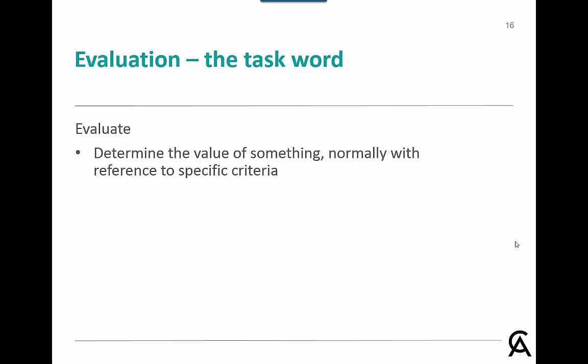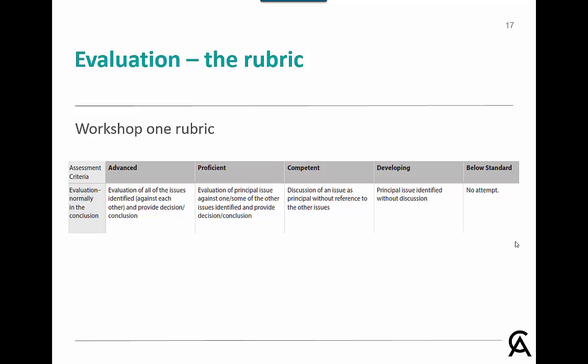Now, the specific criteria that you'll be using would be the purpose of the report. Why are you analysing? Let's have a look at the rubric. The rubric is reasonably straightforward. I'm just going to focus on the advanced part. An advanced evaluation goes through all the issues covered in the analysis, comparing them against each other, and coming up with a conclusion, which will be in terms of the purpose of the report and or the problem. Often, it will be about solving a business problem.